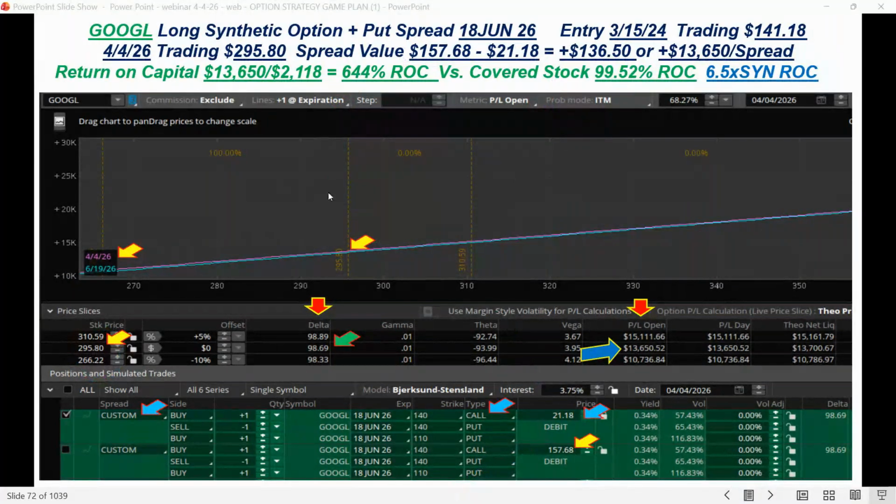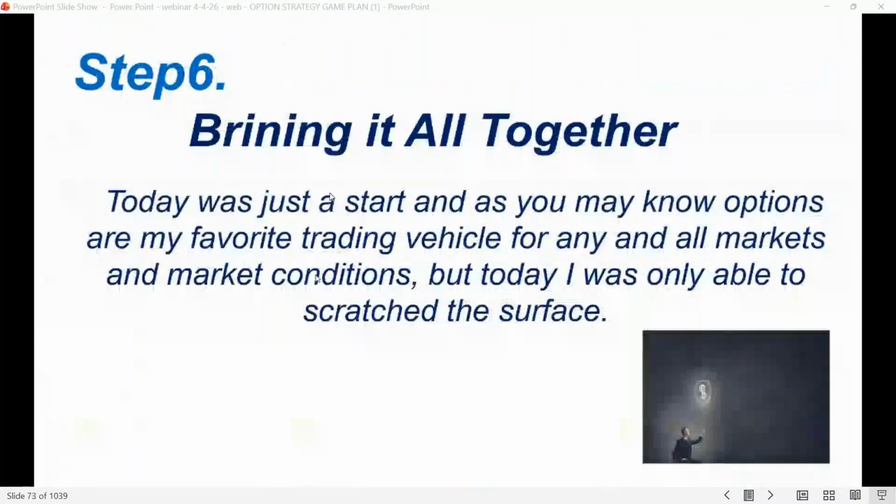So I wanted to go through a broad brush of what can be achieved, and my favorite trading vehicles for the different market conditions. I was only able to scratch the surface here today.